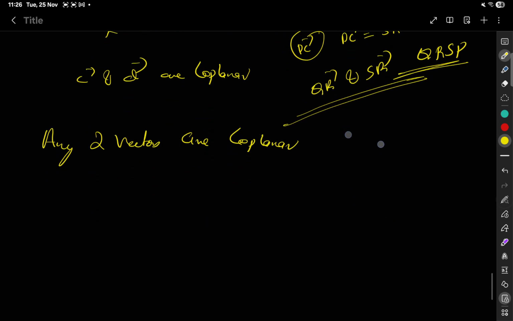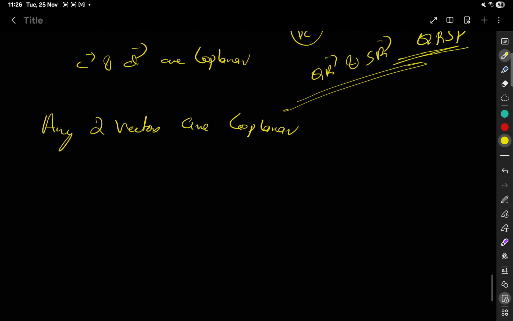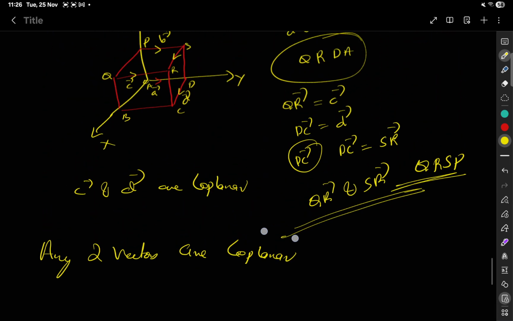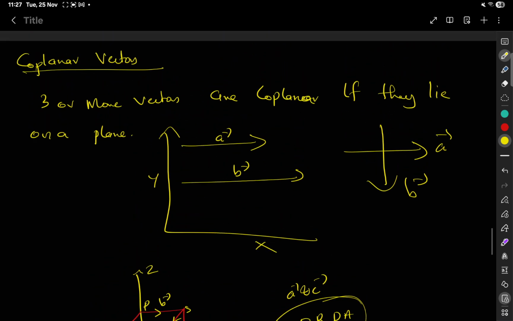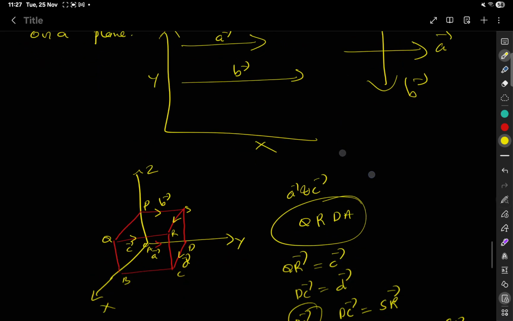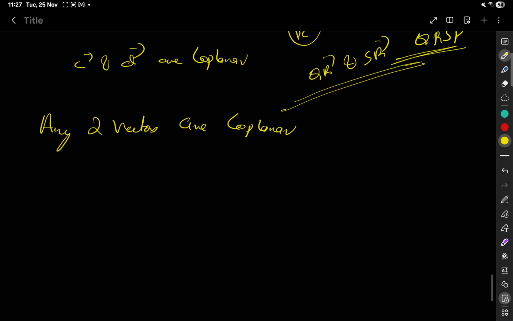Now, what about any two parallel vectors? Two parallel vectors are obviously coplanar. Any two vectors are coplanar. Now what about three vectors? Three or more vectors are coplanar if they lie on a plane. That's the concept. So this vector, this vector, this vector, are they coplanar? Yes. Understood? So that's the logic.